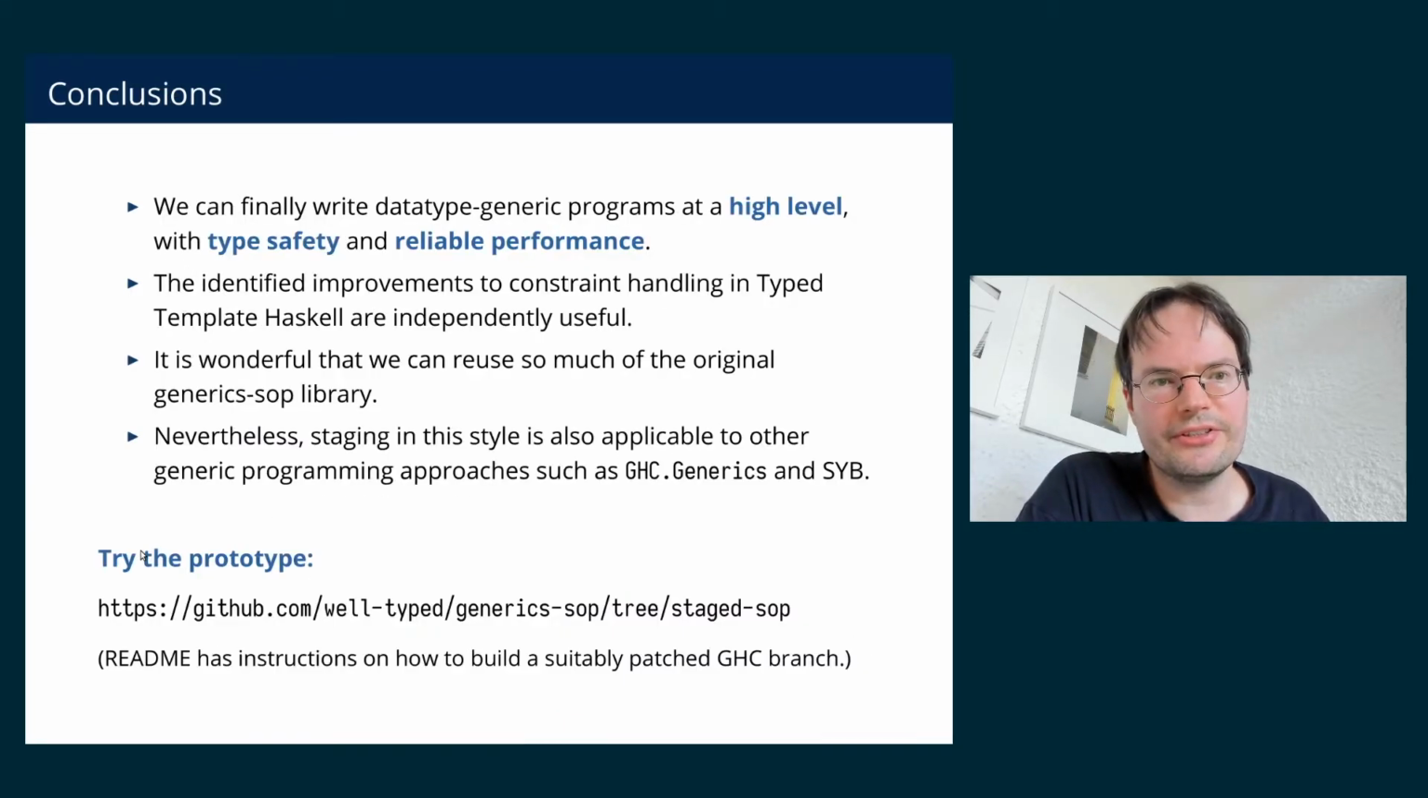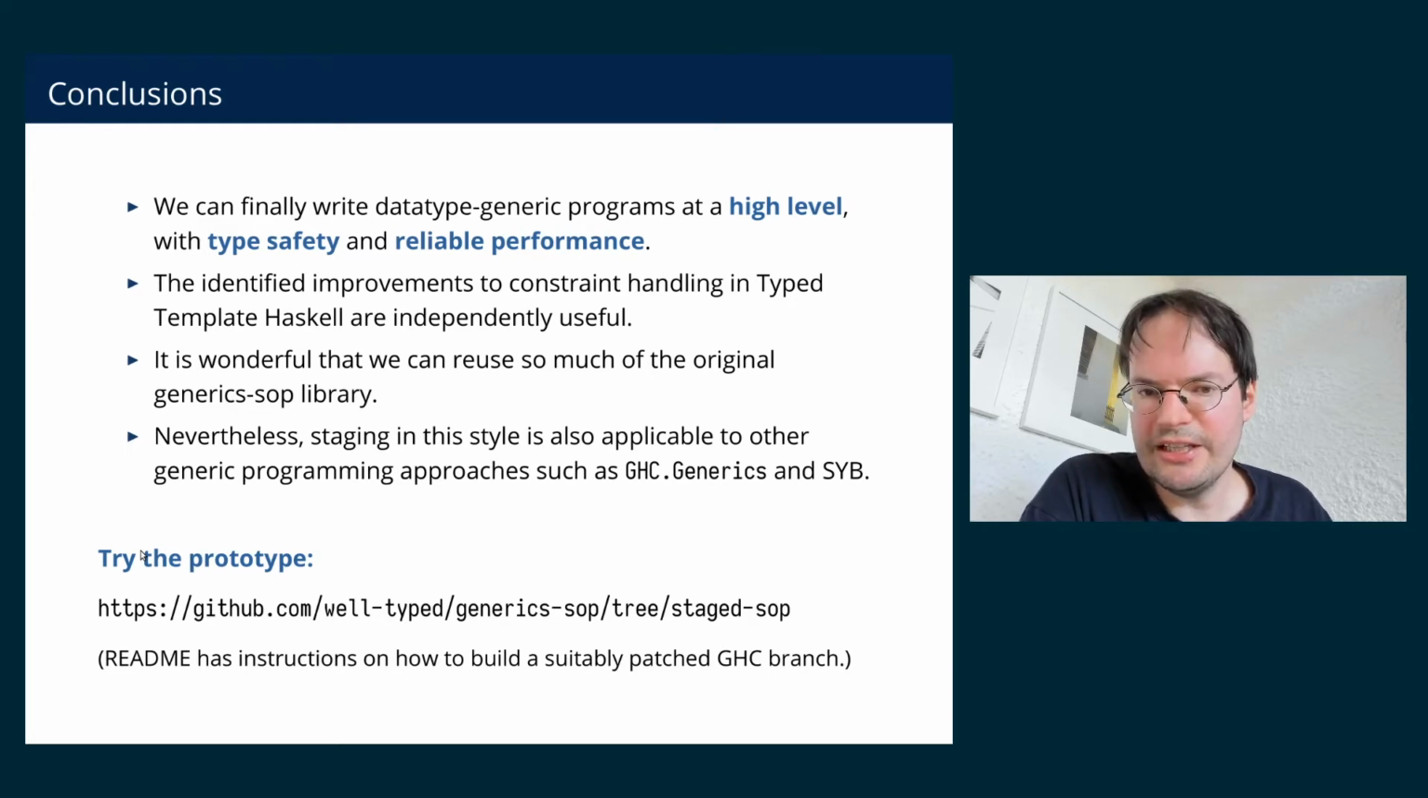So the conclusions of this talk are that with staged-sop we can finally write datatype-generic programs at a very high level, retaining type safety, but also having a reliable performance without having to trust heuristics of an optimizer of the compiler. And the constraint handling improvements, these quoted constraints that we've identified, they are independently useful whenever you want to write something in a staged way that involves overloading, and is really not specific to generic programming at all.